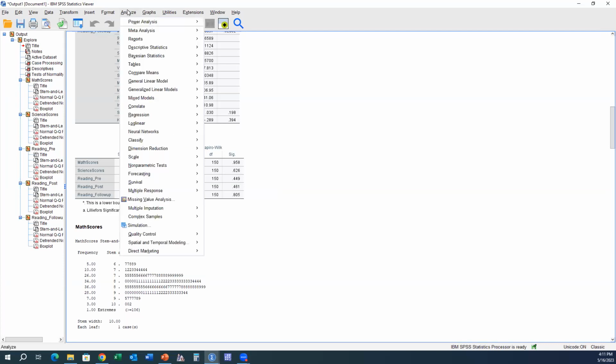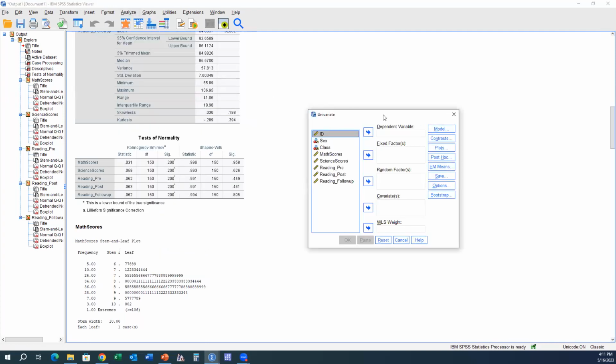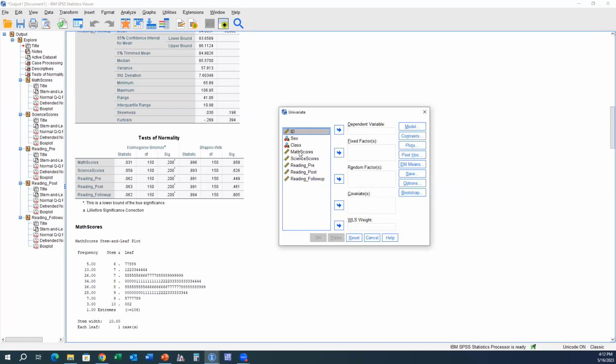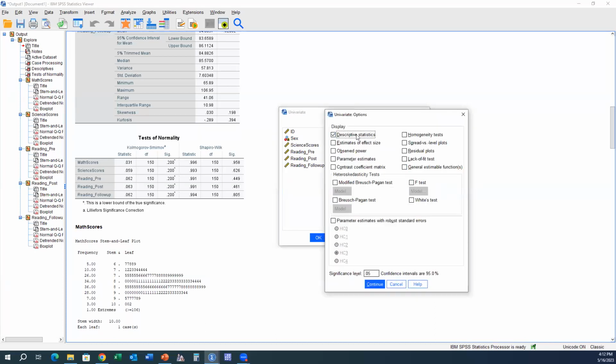We will go to Analyze, General Linear Model, and then Univariate. Let's look at math on its own. Let's put math in the dependent box and assess for differences based on class A, class B, class C. So class is going to be the fixed factor, the independent variable. Then there are several options you have to select. We'll go to Options and check mark descriptives, estimates of effect size, and homogeneity tests.